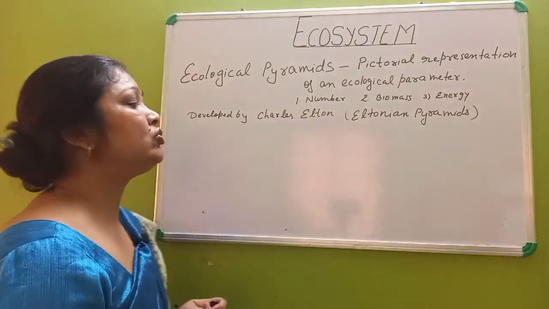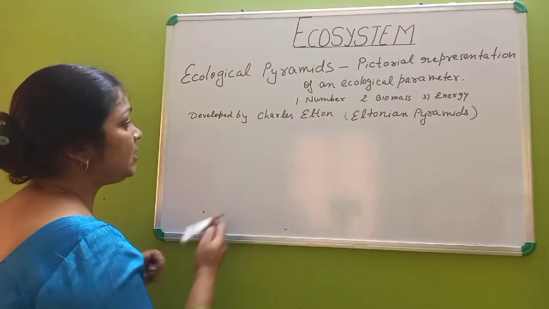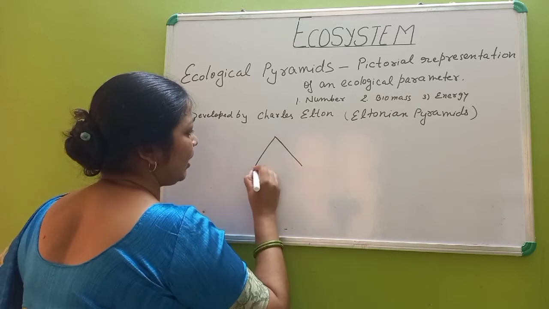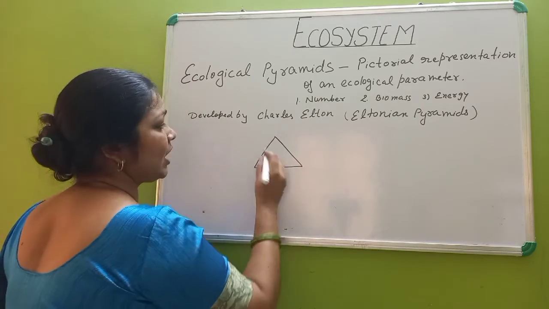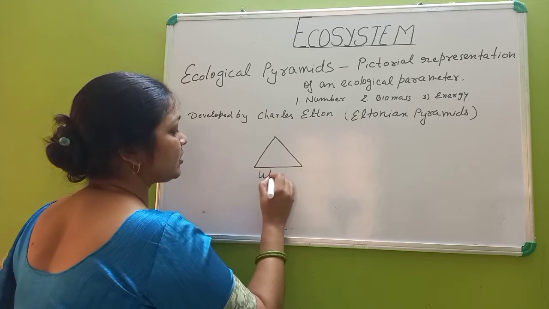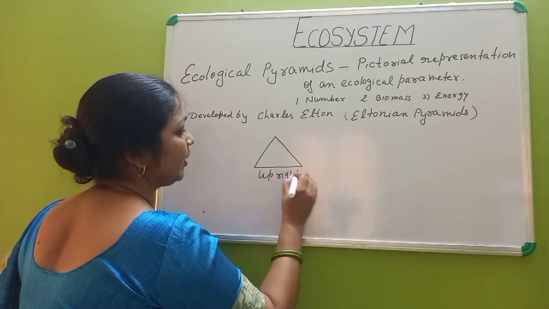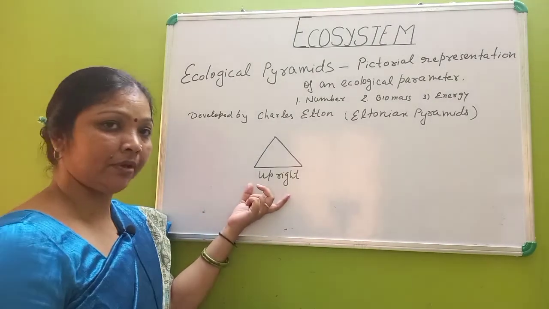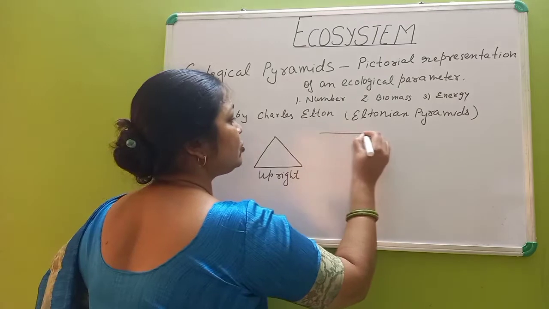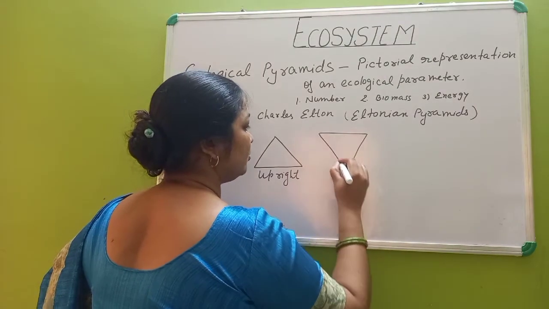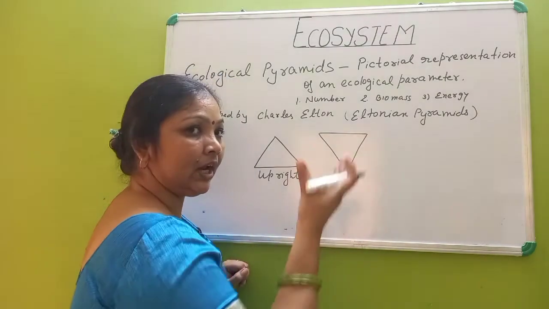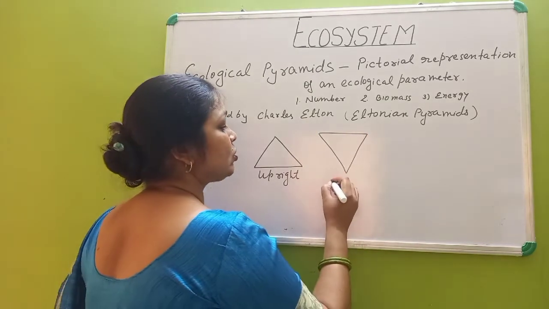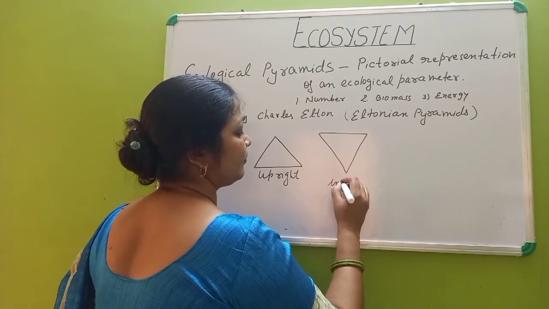You all know that if we are talking about a pyramid, its structure is somewhat like this: the upper end is pointed and the lower is broader. This type of pyramid is called upright. It is not necessary that pyramids are always upright. Sometimes the pyramid shows an inverted structure also, that is, the base is pointed and the upper part is broader. It is called an inverted pyramid.